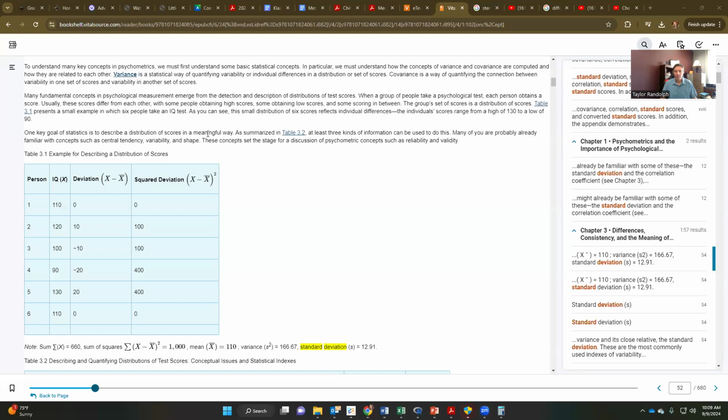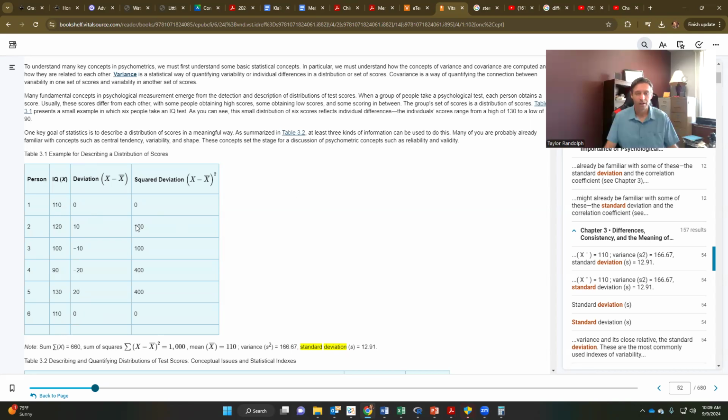If you go to your textbook, you've got 6 people in a distribution here. 6 people took an IQ test, and their scores were 110, 120, 100, 90, 130, 110. If you add all these together and divide by 6, our book tells us the average IQ is 110. So the mean in this case is 110.